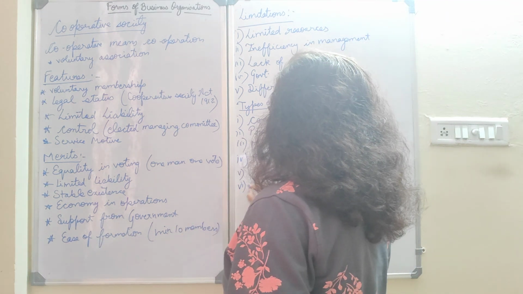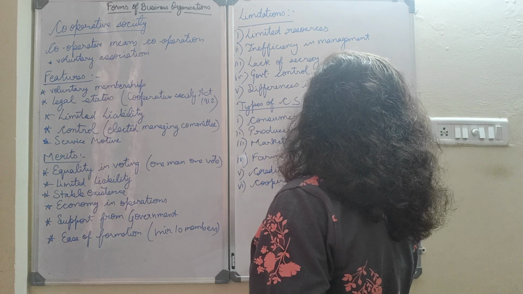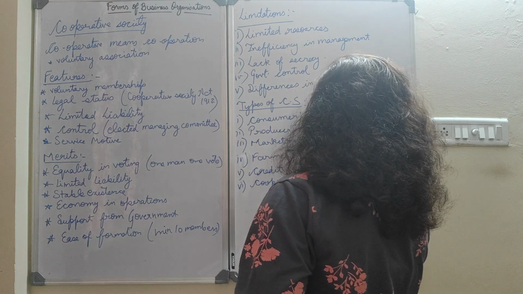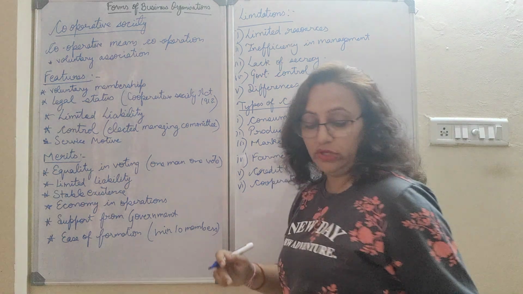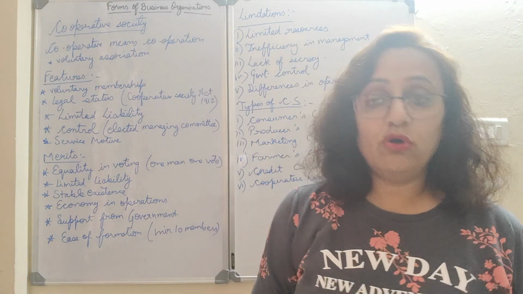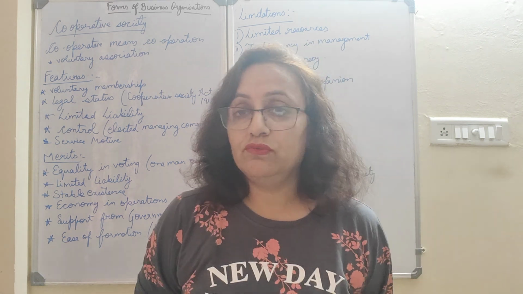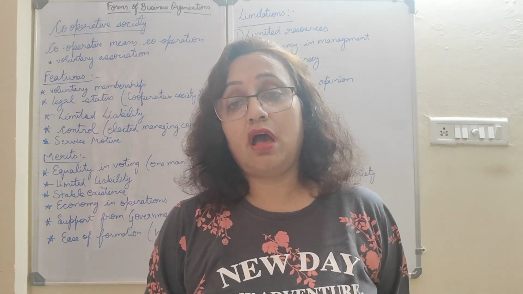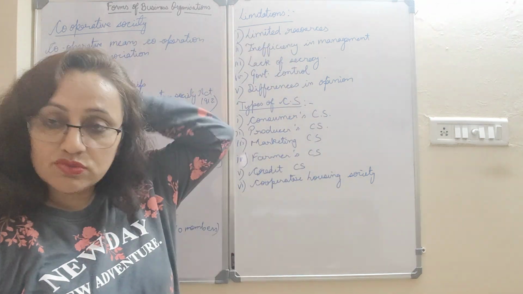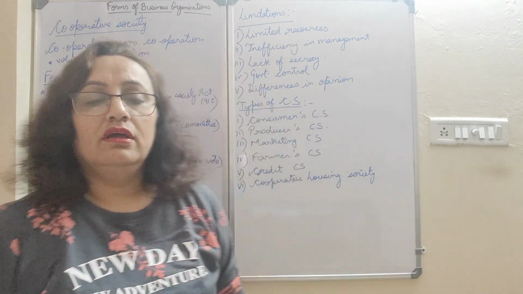Then cooperative housing society. What work does a cooperative housing society do? The low income group people, who don't have that much money to buy or make a house worth crores, become members of this society and they get the house at a very nominal rate. Even if any loan is given to them, the interest rate is not very high, right?